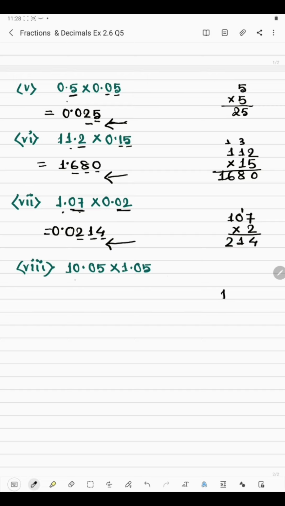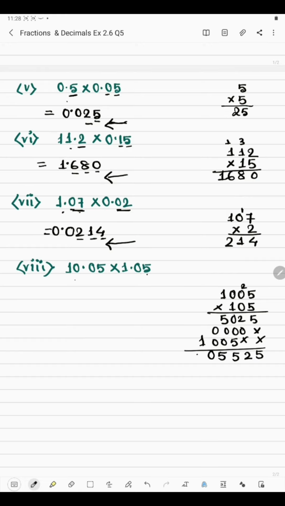Okay. Now in the eighth part we have 10.05, which will become 1005 if you remove the point, multiplied by 1.05, which will become 105. Now if you multiply this, we have 5 5s are 25, 5 zeros are 0, 5 ones are 5. Then multiplying by 0 we get 0, and then 1005 multiplied by 1 is 1005.